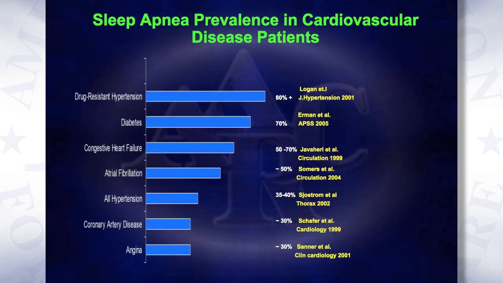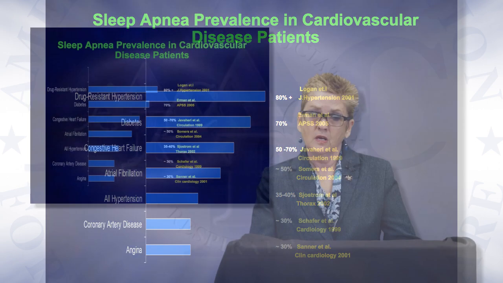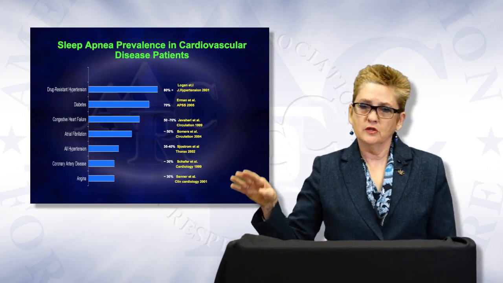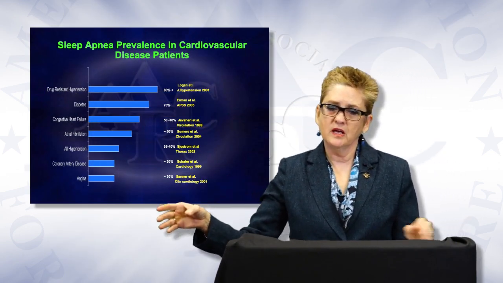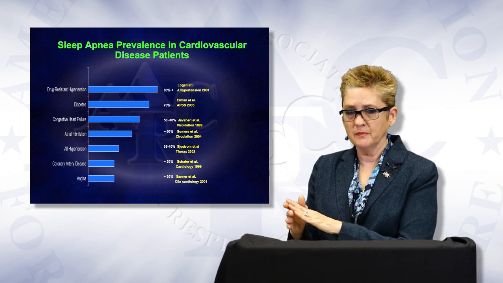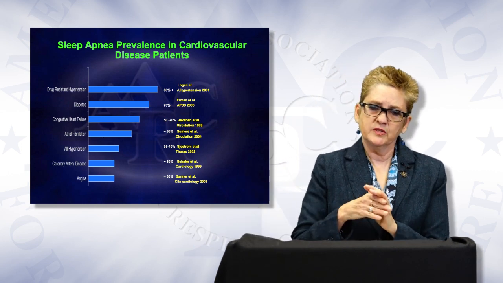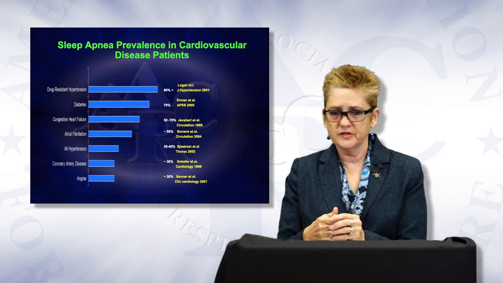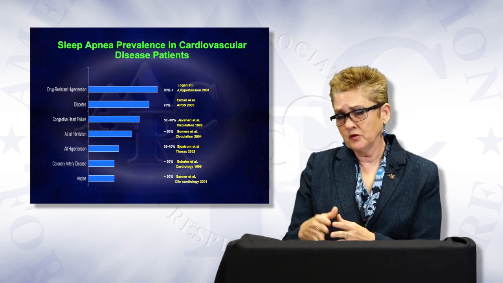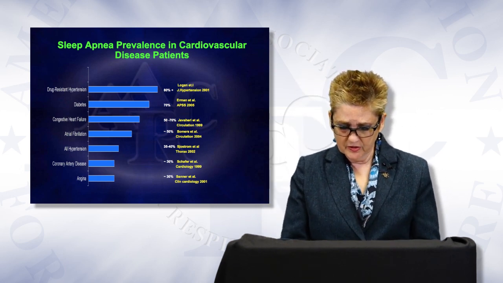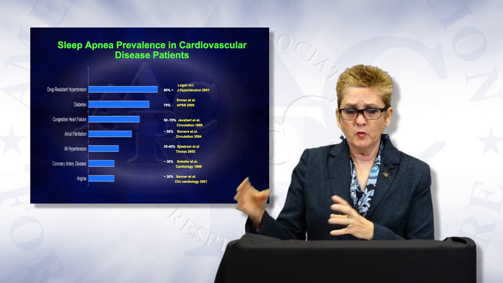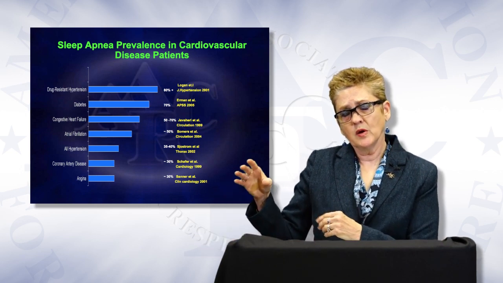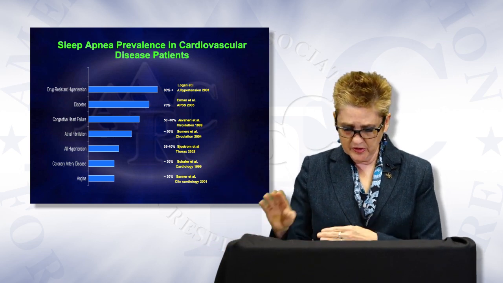If we look at the longitudinal population study, persons with moderate or worse OSA are 3 times as likely to develop hypertension when compared to persons that don't have OSA. So again, we go back to that circular motion. If you have OSA, you are more likely to develop hypertension. If you have hypertension, you're more likely to have OSA, and it can be drug-resistant hypertension. So there is a correlation there.